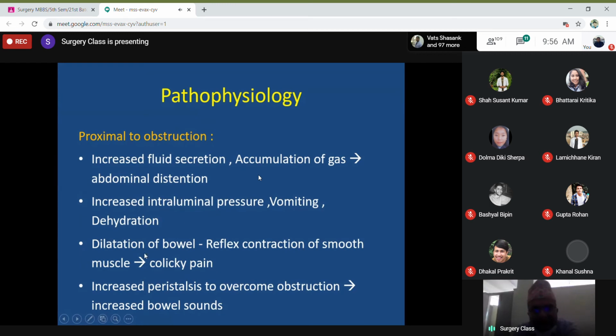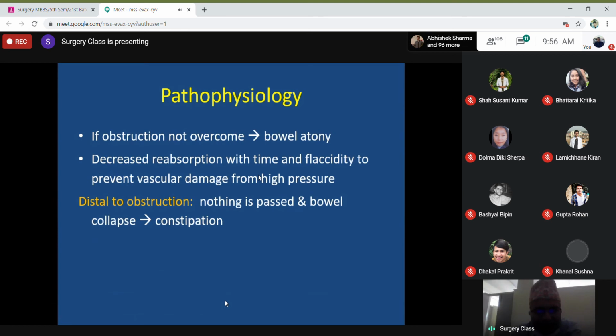Then because of the constant obstruction, the proximal part of the bowel will be dilated and there will be reflex contraction of the smooth muscle. So this will lead to a sequence of contraction and dilatation, which will lead to severe colicky pain. So that is the pathophysiology behind colicky pain in intestinal obstruction. Then to overcome the mechanical obstruction, there may sometimes be increased peristaltic movement of the bowel. So that is another consequence.